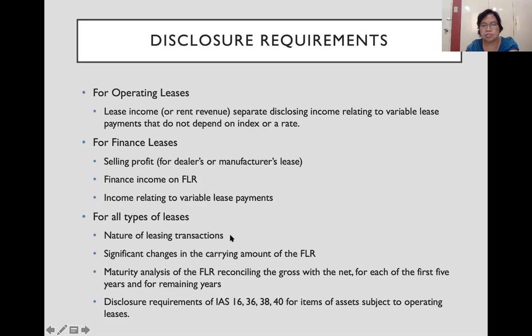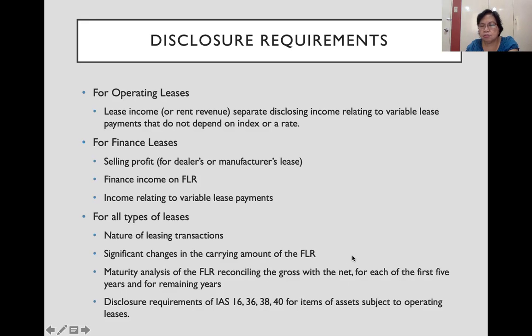For all types of leases, the lessor will have to disclose and describe the nature of leasing transactions, and the significant changes in the carrying amount of finance lease receivable, that is for finance lease only, sorry. For that, a maturity analysis of finance lease receivable, reconciling the gross with the net. It is always preferable to use the gross because the gross is a required disclosure. The net is also a required disclosure. So you just deduct the balance of discount on finance lease receivable from finance lease receivable to arrive at the net.